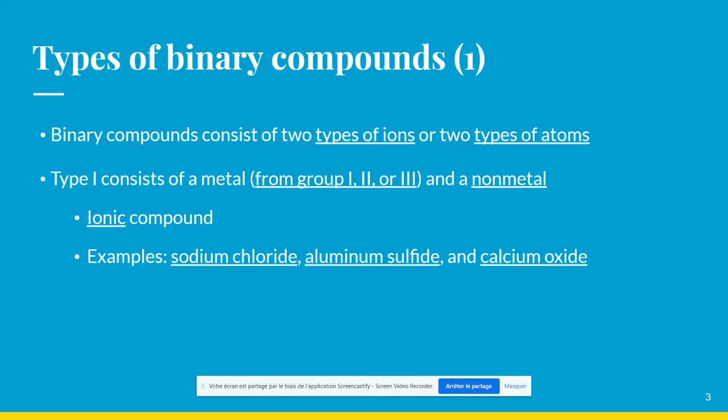Some examples are sodium chloride, because sodium is in group 1, aluminum sulfide, because aluminum is in group 3, and calcium oxide, because calcium is in group 2. Notice how none of those cations, the first thing, none of those are from the transition metals. That's important.